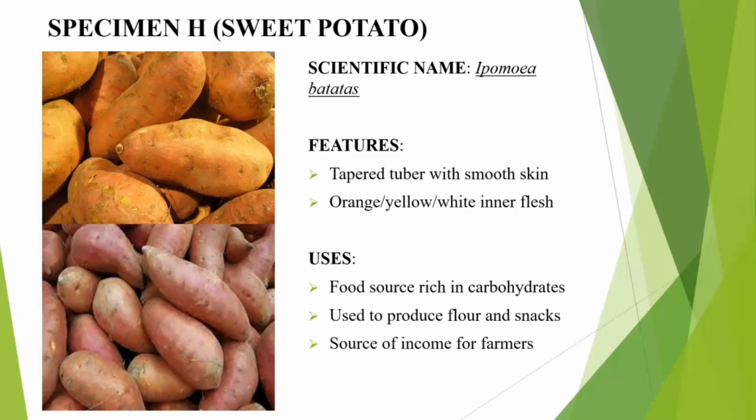For example, in this first diagram, it has an orange outer flesh. In this second one, it has a pink or a red outer flesh. Then for the uses, it is a good source of carbohydrate. So it is taken as food to provide carbohydrate. Also, it can be used in production of flour and snacks like potato flour and potato snacks like potato chips. Also, for the farmers, it can serve as employment to them. Also, it can also serve as a source of income.